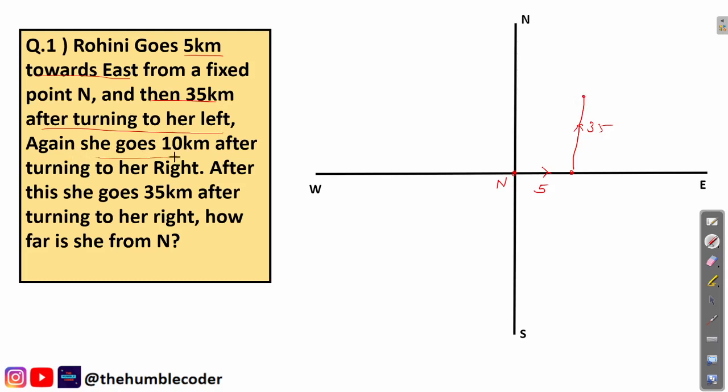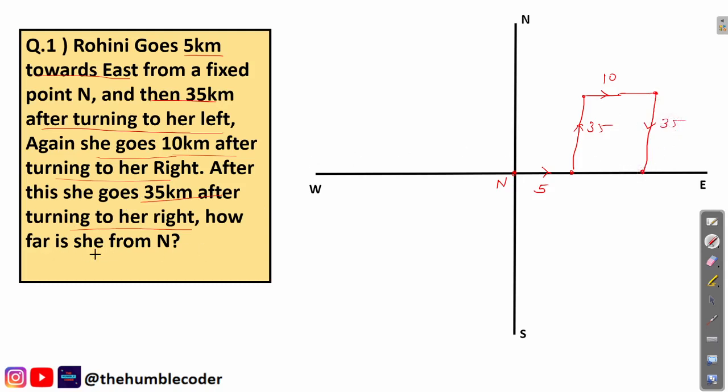And again she goes 10 kilometers after turning to her right. So the right for Rohini will be this, so 10 kilometers towards her right. Suppose Rohini is at this point right now. After this she goes 35 kilometers after turning to her right. The right of Rohini will be in this direction, so she goes 35 kilometers in this direction.